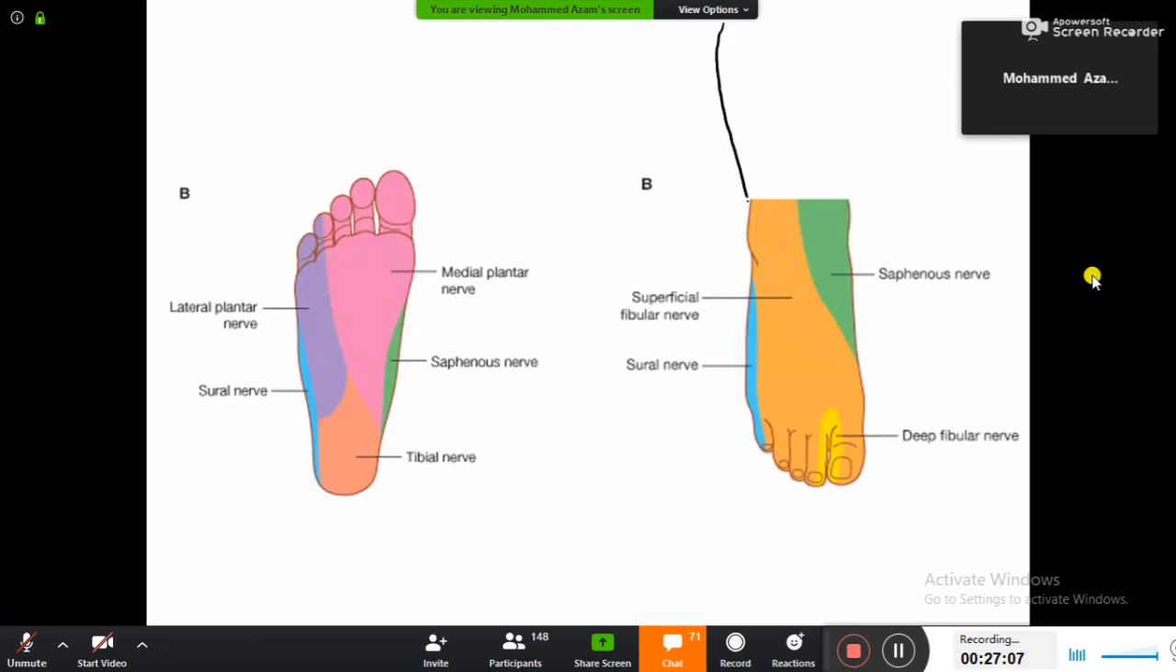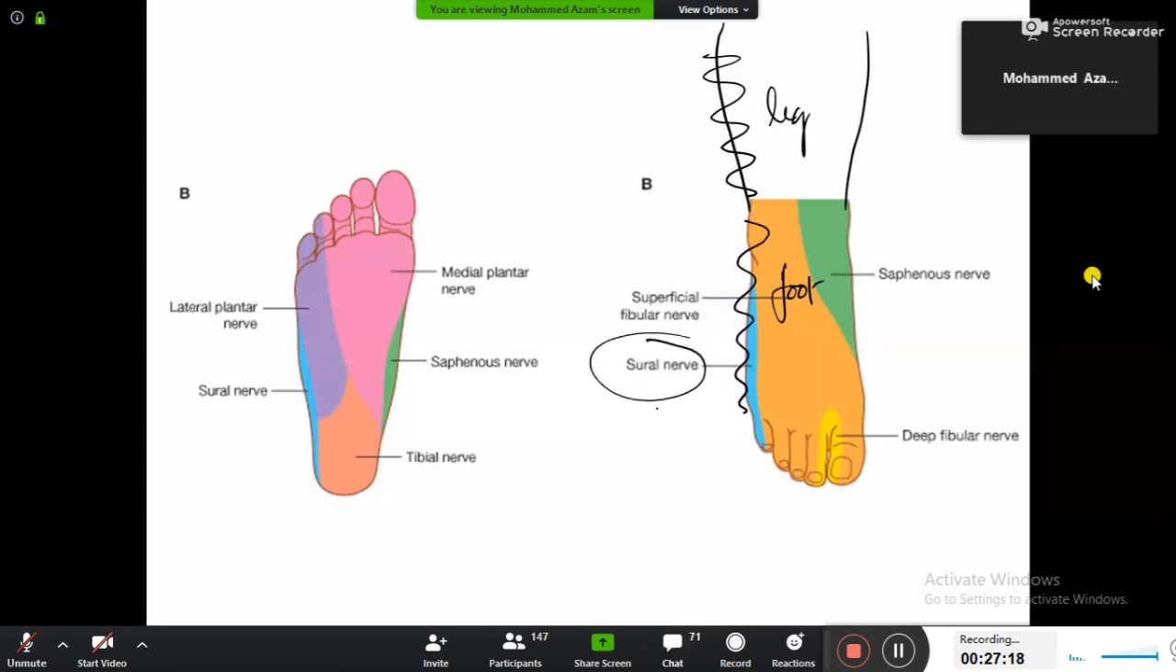Suppose here you have your leg and suppose this is your foot here right now. And the lateral side of the leg skin and the lateral side of the foot skin will be supplied by sural nerve. And remember, sural nerve is a branch of which one, guys? It is a branch of your tibial nerve. Sir, so tibial nerve will give a branch, sural nerve. Sural nerve is supplying to the lateral side of the leg and the foot.